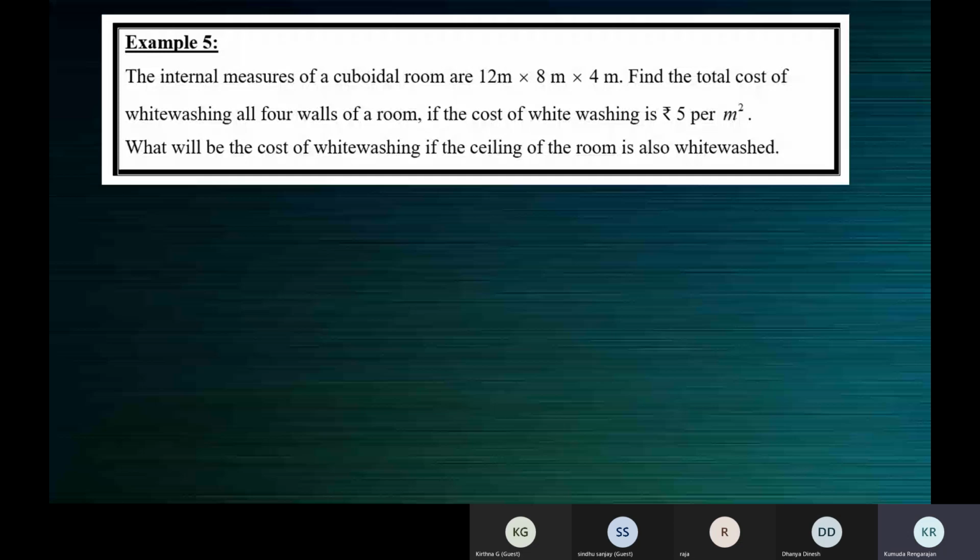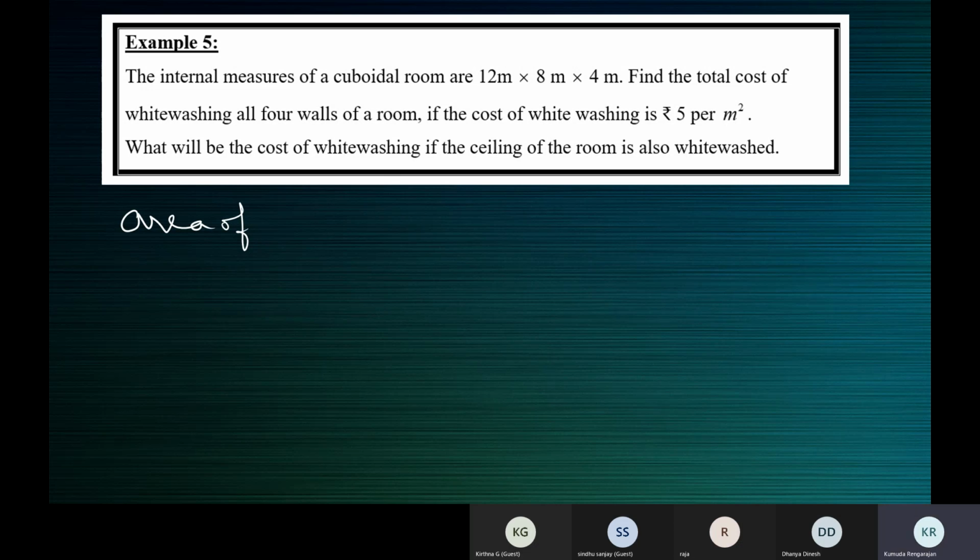So let's understand the formula to find the area of 4 walls. A room is cuboidal. Now, when we say area of 4 walls, we are talking about the area of the front face, back face, and the 2 side faces. That is not including the top and bottom. For a room, the top face is the ceiling and the bottom face is the floor.